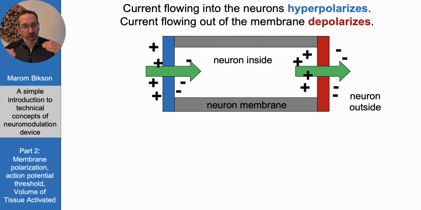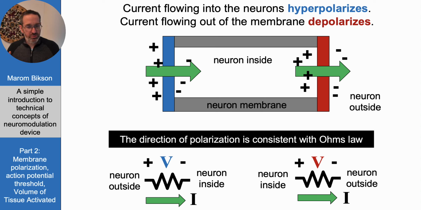Why are they being polarized in opposite directions? Because the current flows in the opposite direction. It's flowing in versus flowing out. And just referring to basic circuit theory or Ohm's law, we can see an analogy here where these resistors I'm showing are now the two membranes on either end. And we have the current flowing in the same direction, but in one case it's going outside to in, in the other case it's going inside to out.